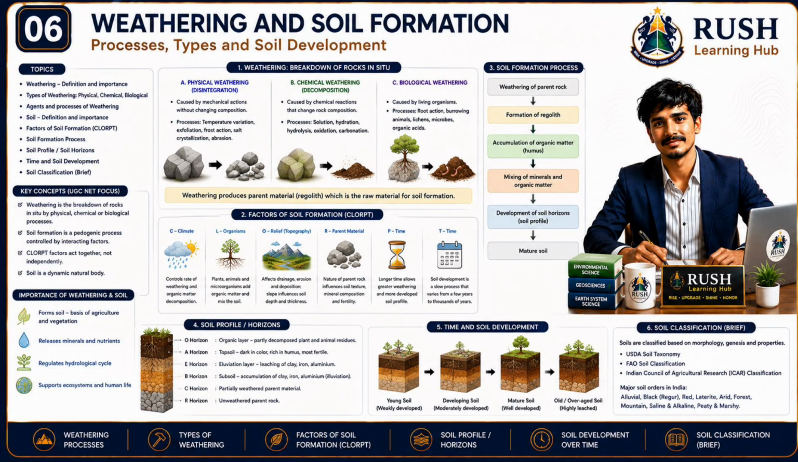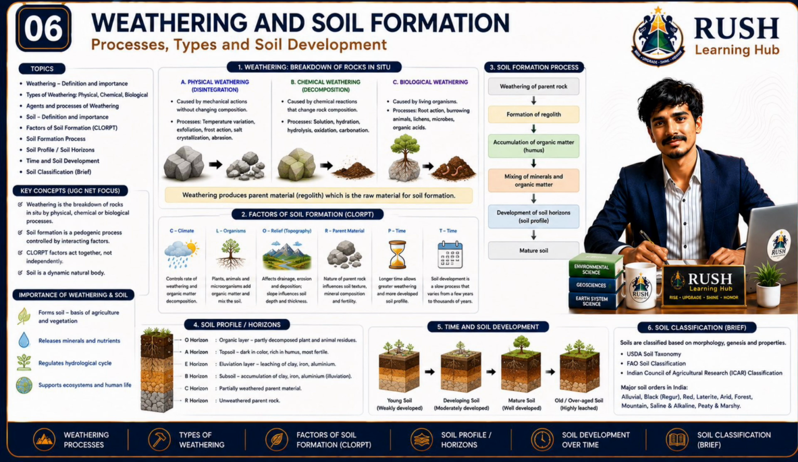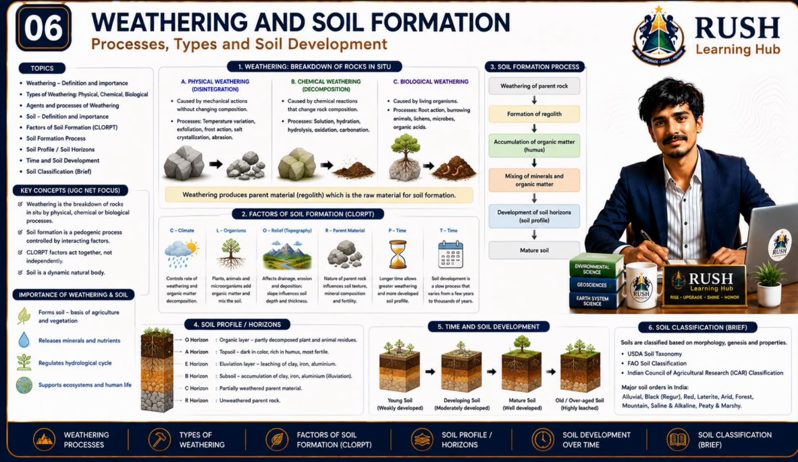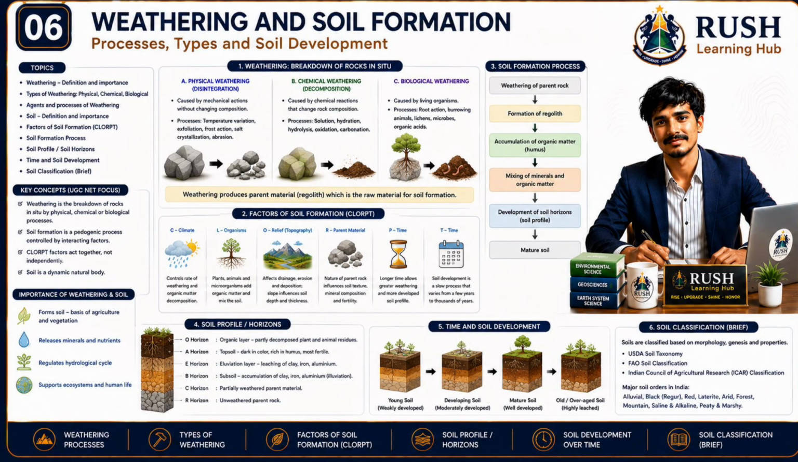The vertical arrangement of these horizons is called the soil profile. The O horizon is rich in organic matter and humus. The A horizon, also called topsoil, contains minerals and organic matter and is highly fertile. The E horizon is the zone of eluviation where minerals are leached downward.